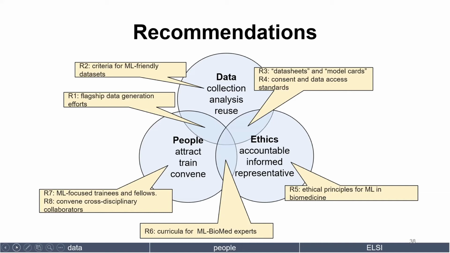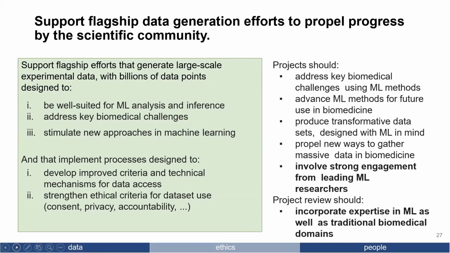The recommendations come in 3 big buckets: collect good data, have really good metadata or data sheets and model cards, and make that data reusable. Don't forget about the representation and the ethics for those data and for those algorithms, and train new people in AI and make them really cross-trained. And so this is the more detailed, creating flagship data sets, making sure that when we do start to create those data sets, it's a partnership between biomedical researchers and artificial intelligence or machine learning researchers.